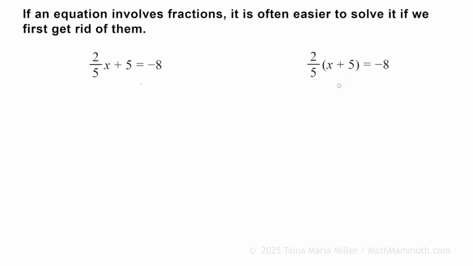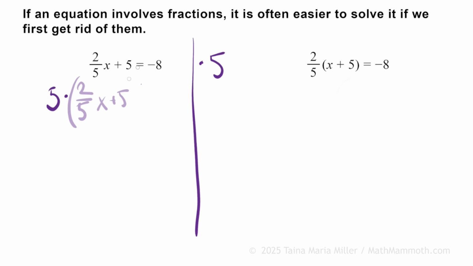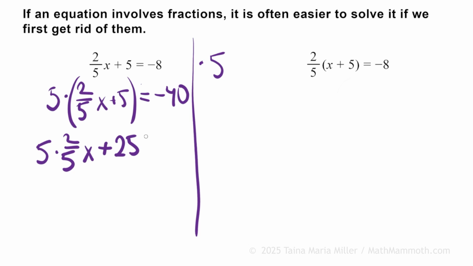Both of these equations are actually similar. The only difference is this one has parentheses, and that does make a difference. Here we have 5 in the denominator, so like I said, we're going to multiply the whole thing by 5, so we will get rid of the fraction. Watch what happens next. We have 5 times the entire left side equals 5 times this. And now we use the distributive property, 5 times this plus 5 times that. So we get 5 times 2/5 times x plus 5 times 5.